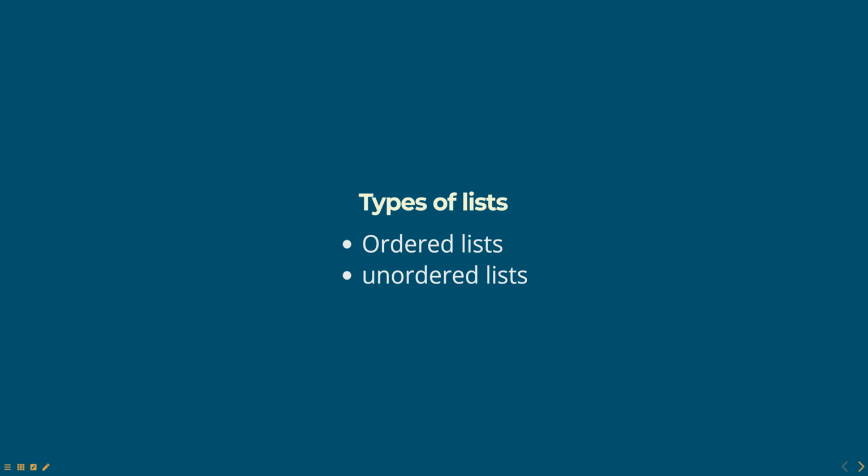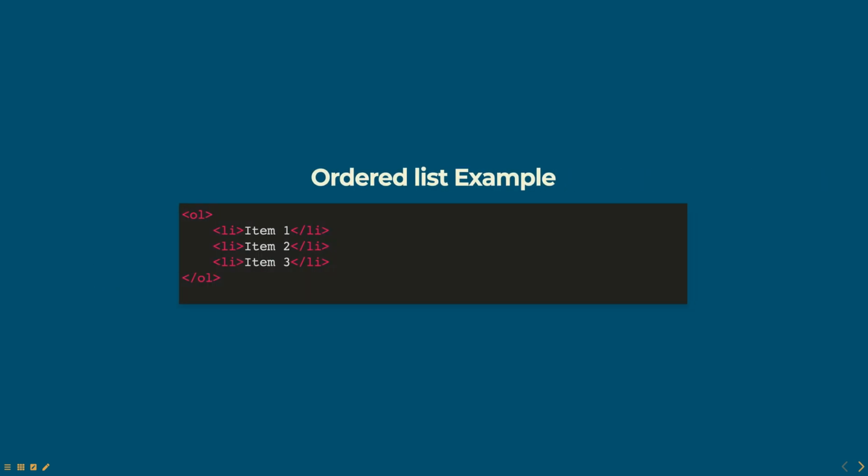An ordered list is created using the OL tag and the list items are marked using the LI tag. The items in an ordered list are numbered automatically. Here is an example of an ordered list. This code will create an ordered list with 3 items. Each item will be numbered automatically.